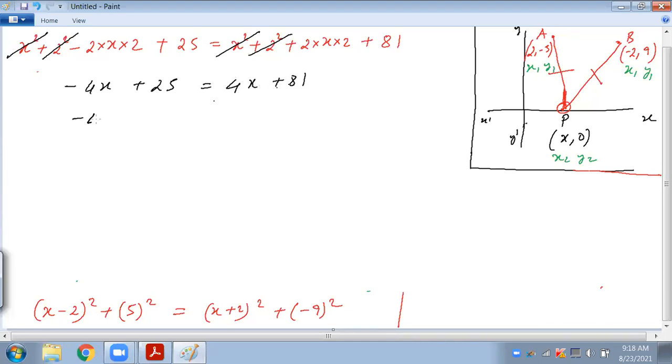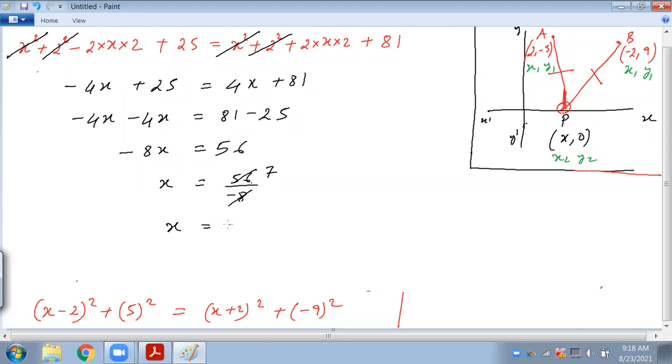Now we're going to find x, so bring all the x terms to the left and take all the numbers to the right. And 81 minus 25 is how much? 56. Now find x. X will be 56 by minus 8. 8 7 is 56. So x equal to minus 7. So we are getting x equal to minus 7.